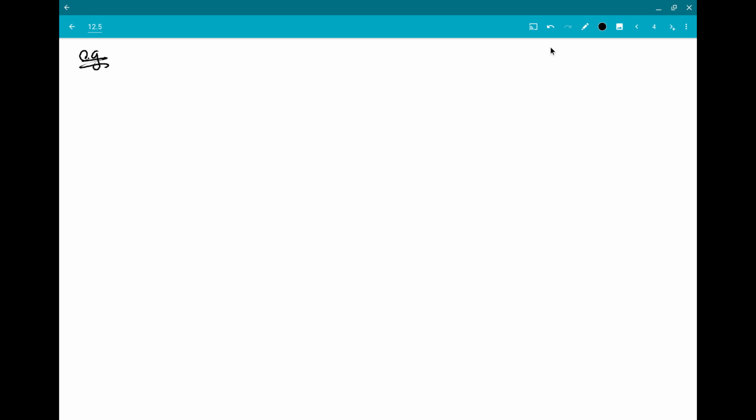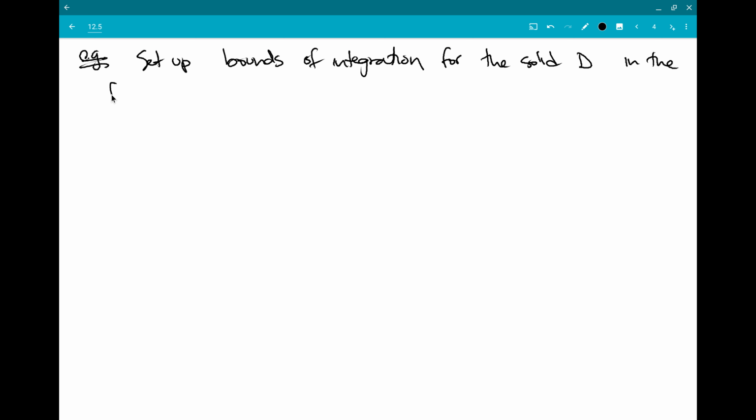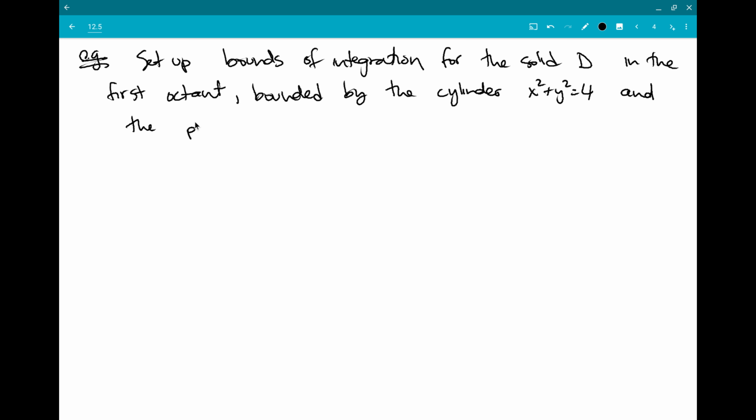All right, we're going to do a slightly more complicated example now. We're going to set up bounds of integration for the solid D in the first octant bounded by the cylinder x squared plus y squared equals 4 and the plane 2y plus z equals 4.